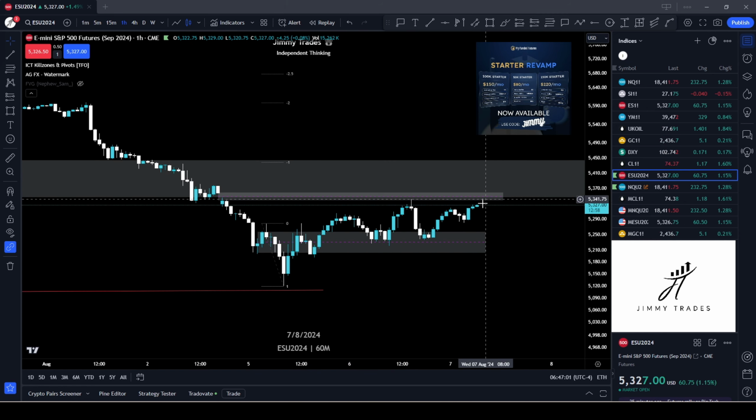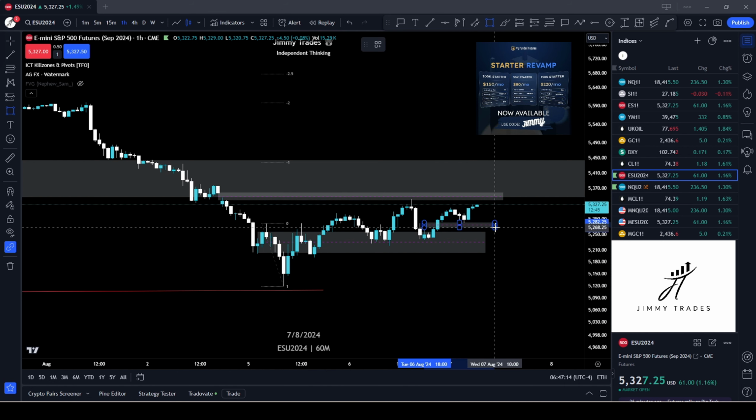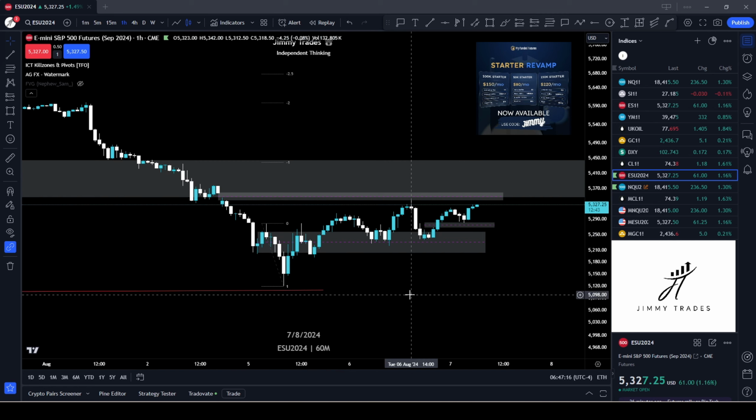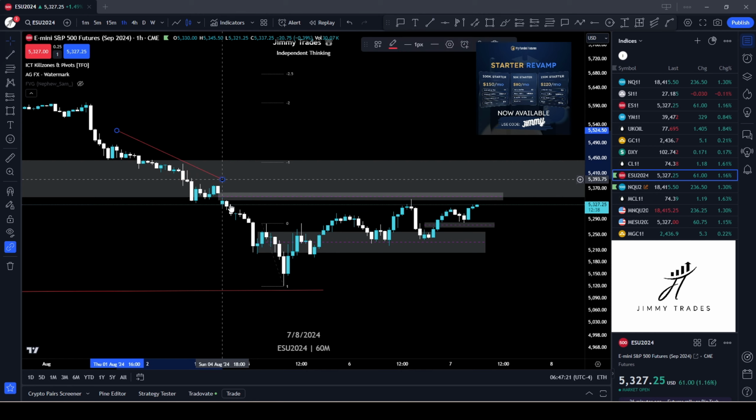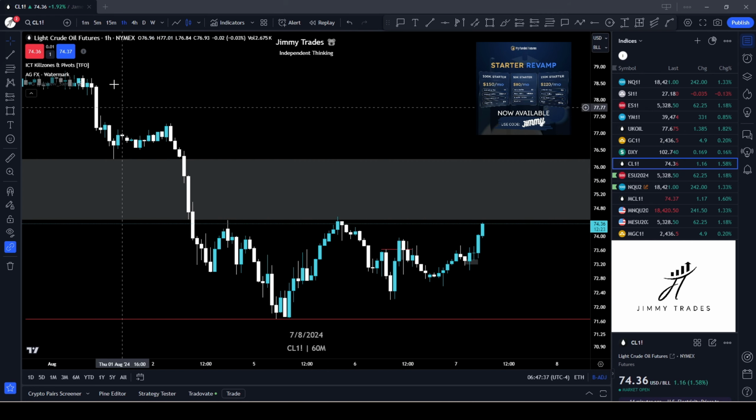So I'd like to see price show a willingness to move higher and move above this gap. Still needs to rebalance this gap. And we're respecting bullish PD arrays. Let's see here that we'll continue to respect bullish PD arrays. And we also have low resistance liquidity on the other side of price, high resistance liquidity on our side of price. So remaining bullish on ES. Let's jump over to CL.